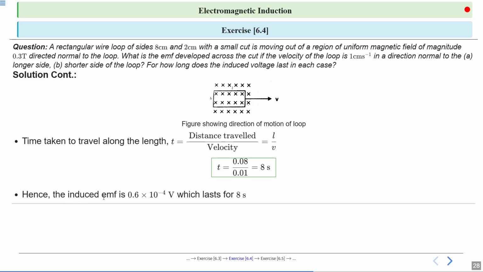So the induced EMF is 0.6 × 10^-4 volt, which lasts for 8 seconds in this B case.